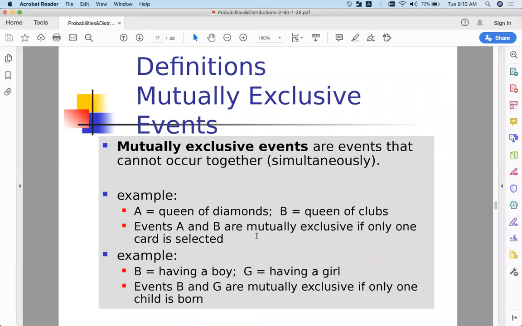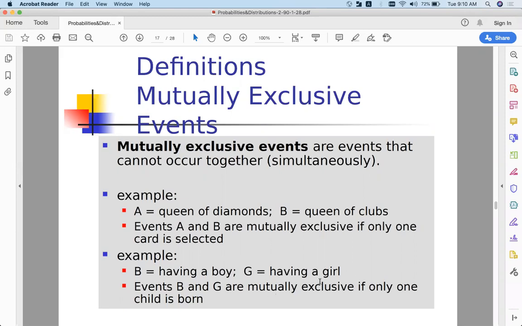Now this might be confusing. A simple example is, let's say you are having a child, either you will have a boy or you will have a girl. It doesn't make sense to have both at one shot, so let's ignore that situation. But in general, you only have one of that. So when this is happening, B and G, basically having a boy and having a girl, are mutually exclusive.